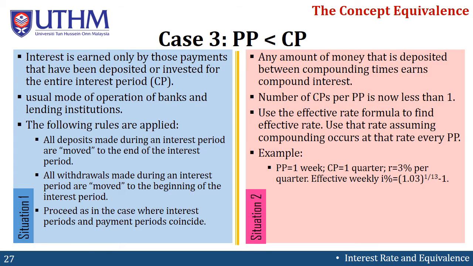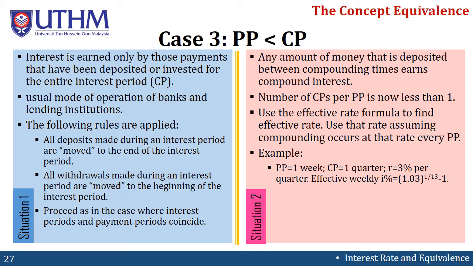Okay, the last case is when the payment period is less than the compounding period. Basically, there are two situations. Situation one is more to the mode of operation of banks and lending institutions, where interest is earned only by those payments that have been deposited or invested for the entire interest compounding period. So you may read and understand by yourself. And then situation two is that any amount of money that is deposited between compounding times earns compounding interest.